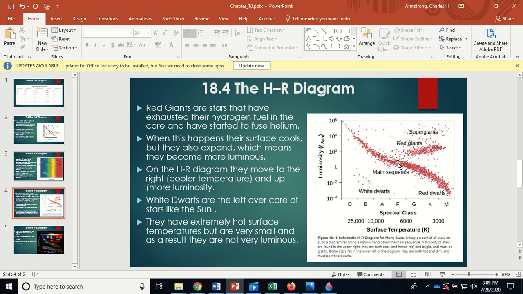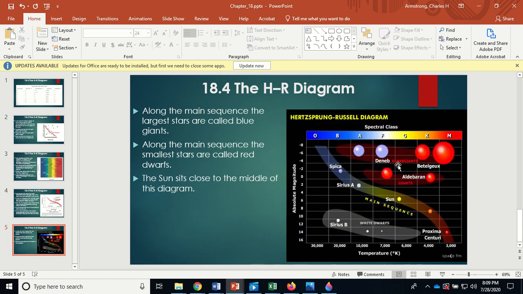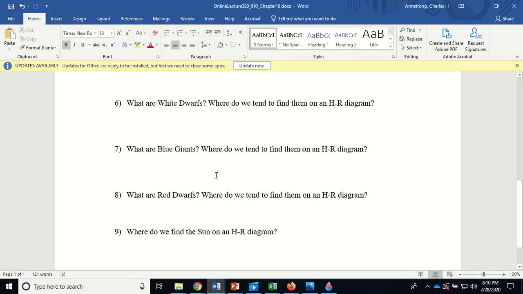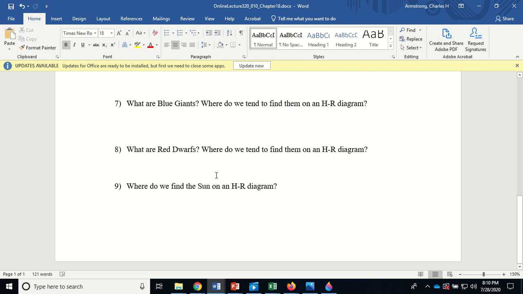And if we go down here, there's this guy, and then there's nothing, so we're done. Going over the questions again: what are blue giants? Blue giants are main sequence stars that are still on the main sequence because they still continue to fuse hydrogen and helium. It's just that they're very, very big. Red dwarfs are also right along the main sequence. They're very small, they're not very luminous, and they have cooler surfaces.